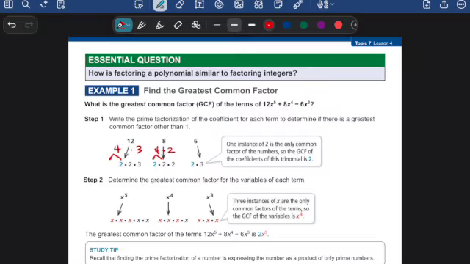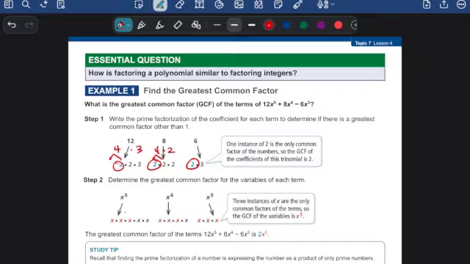So now we can look at what they all have in common. They all have a 2 in common, okay? So since they all have a 2 in common, they all have a factor of 2. That is the greatest common factor. That is the largest number that they all have in common. So we can do the same thing with the variables.